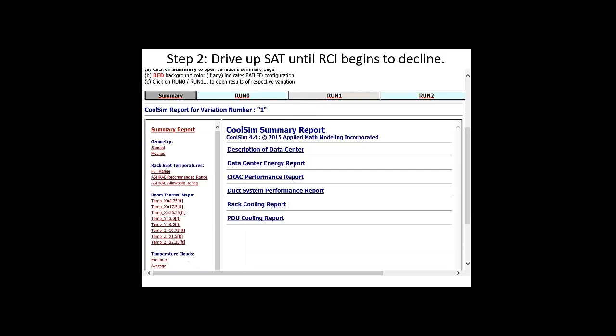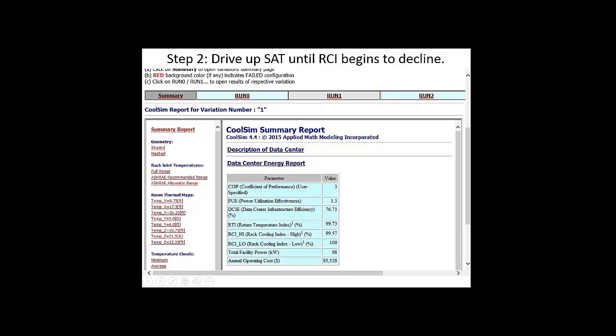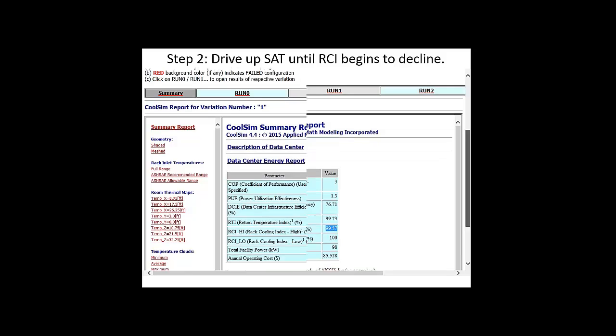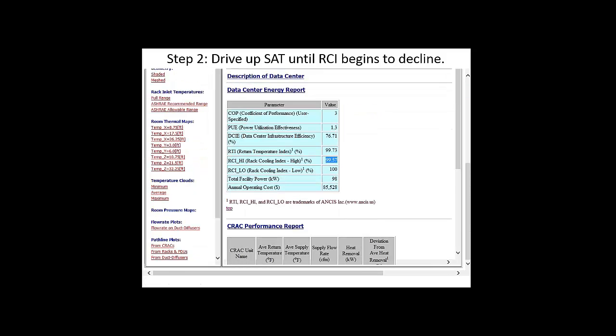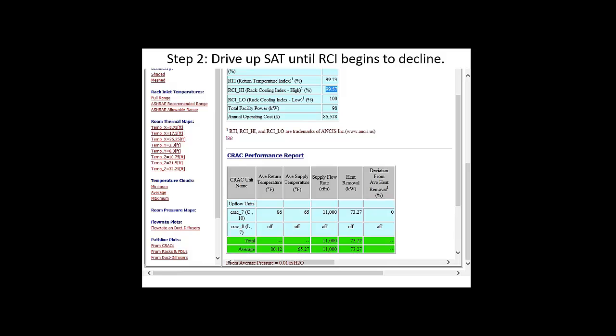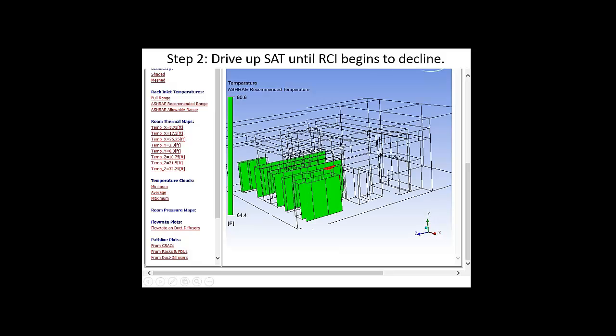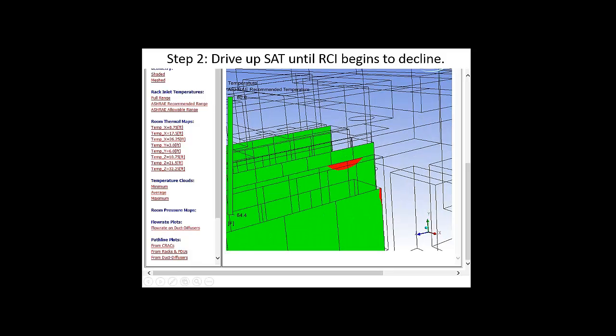So here's run 1. Same exact scenario. Let's look at our data energy report. 99 again, 99, 100. You see we're just starting to back off on RCI high here because we moved temperature up. So that's heading towards optimization. But look what we did to the crack units. If we look at the crack unit supply and return, we're supplying at 65, so we've gone up 10 degrees from where we started. We started at 55. We've gone up to 65, and we're at 86. And if we look at our compliance, still pretty good. We've got one small area.